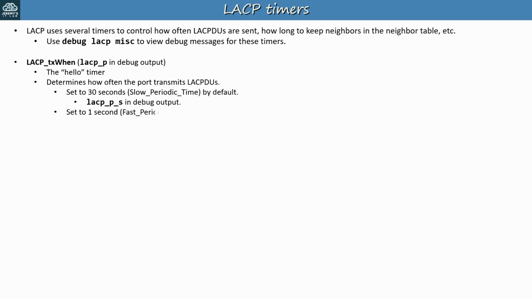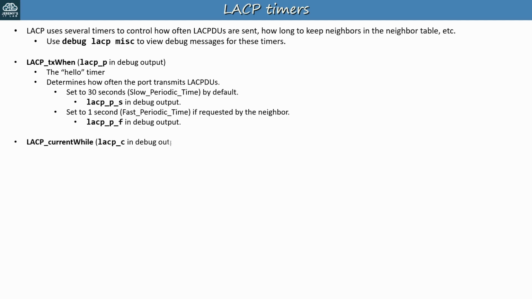This timer will be set to 1 second, called fast periodic time, if requested by the neighbor. In this case, it's LACP PF, periodic fast, in debugs. These are often called fast hellos. So that's the first timer, determining how often the switch sends LACPDUs.